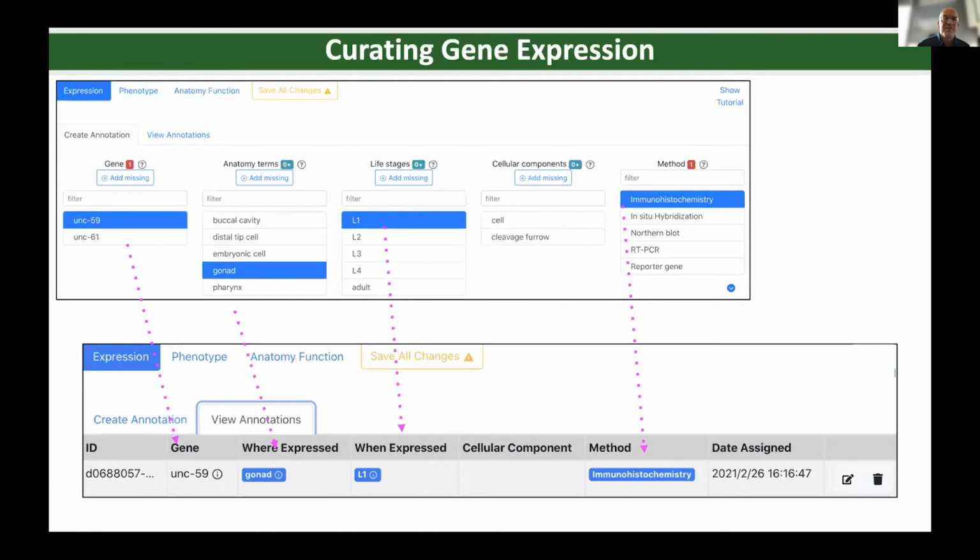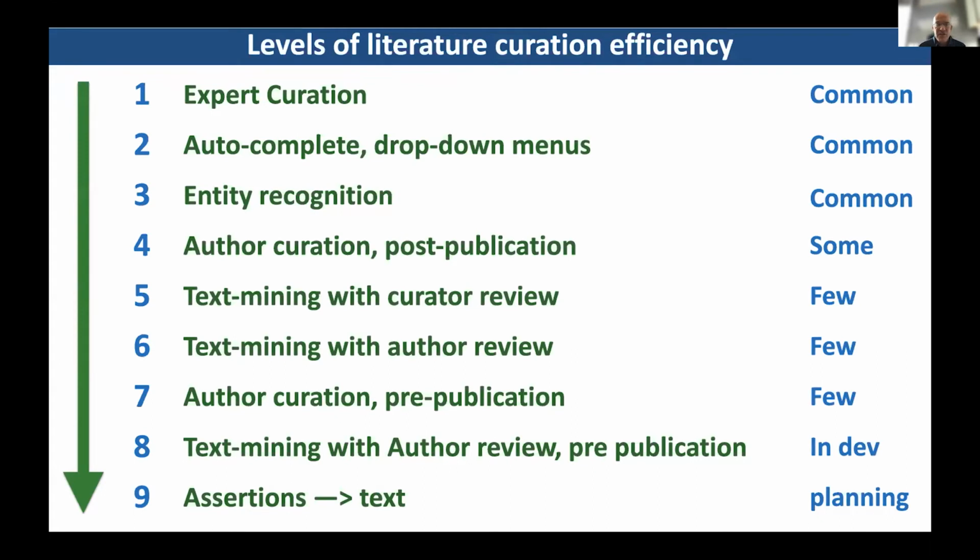Here's the same thing for a different kind of gene expression model, where you have a gene, it's in a tissue at a certain life stage, and it's using a different method. And you can visualize the simple database record where you have an ID, a gene, these terms for ontologies, and a timestamp. So this is going to allow the during-publication, pre-publication process. So what that does is it's using text mining to allow the authors to review, and it's pre-publication. So we think that's going to be the best state of the art.